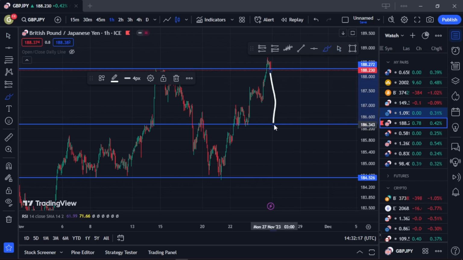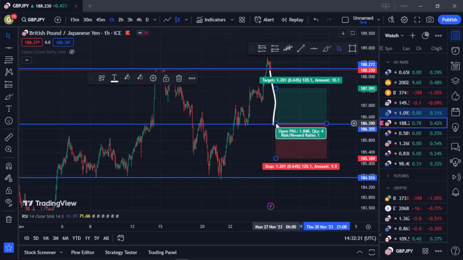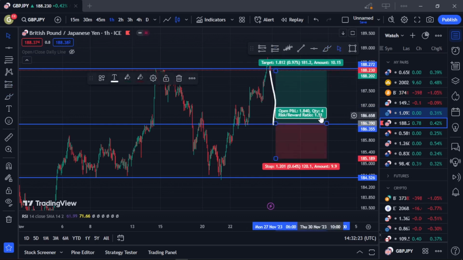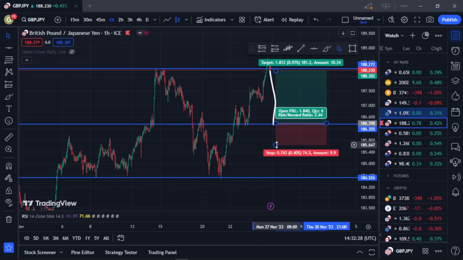When it falls back to this level, I can use my long position to take it back to this level, depending on how the market is actually moving. So this is simply how I do this sort of trade. I wouldn't risk going for a sell market because it might continue the uptrend.